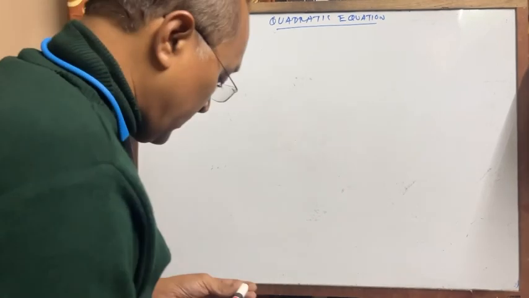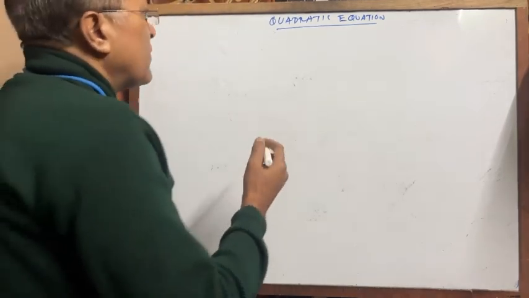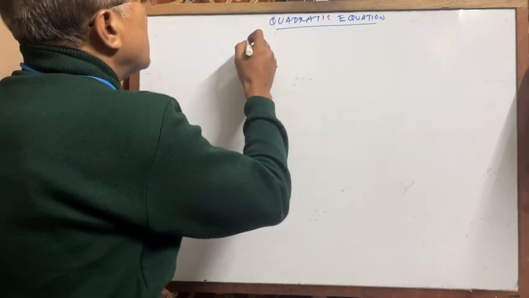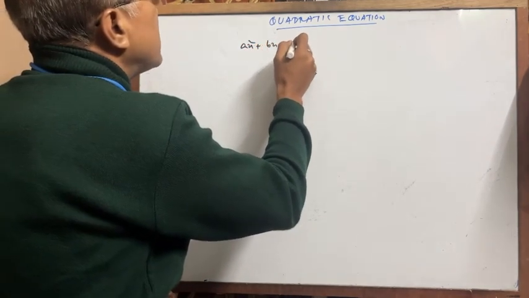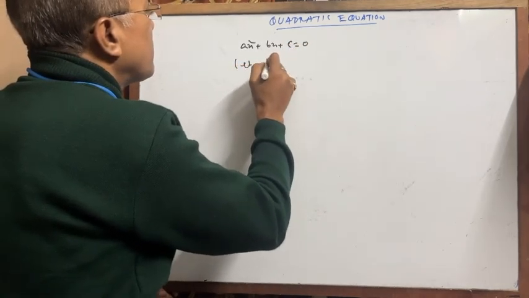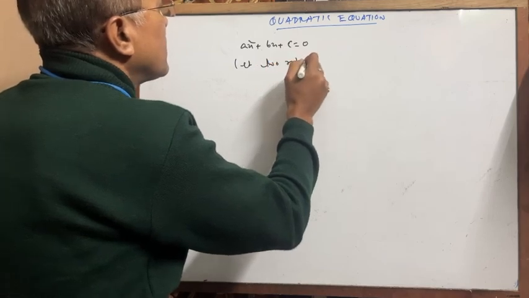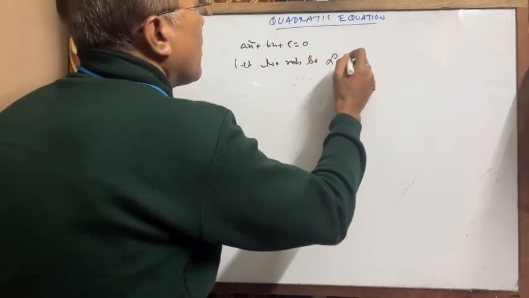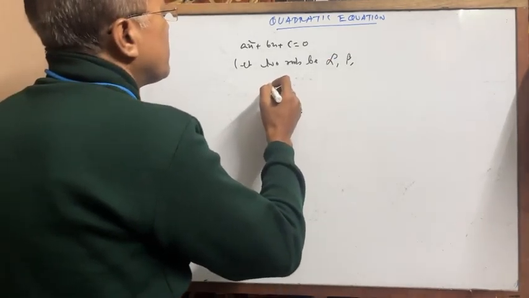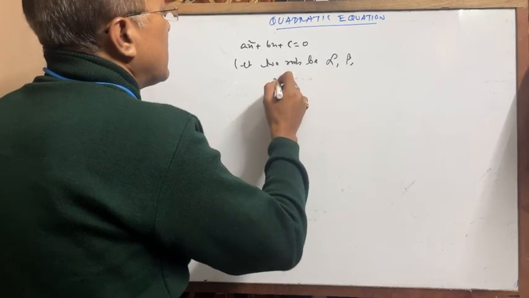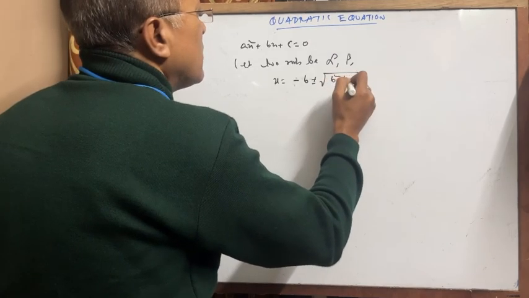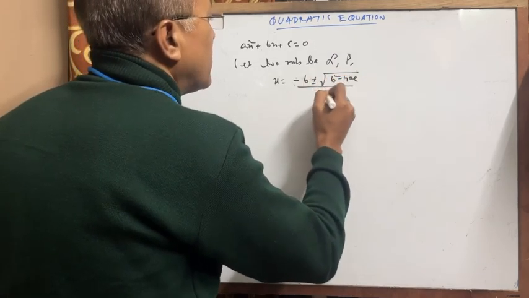All of you know that the general form of quadratic equation is ax square plus bx plus c is equal to 0. Let the two roots be alpha and beta. Another factor is x is equal to minus b plus minus root over b square minus 4ac by 2a.